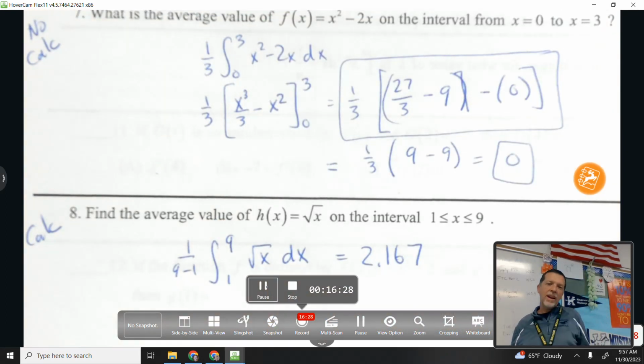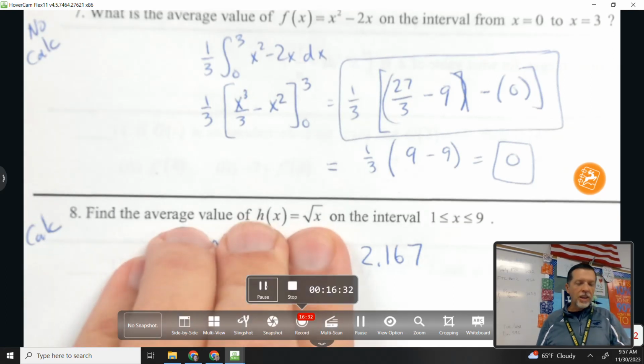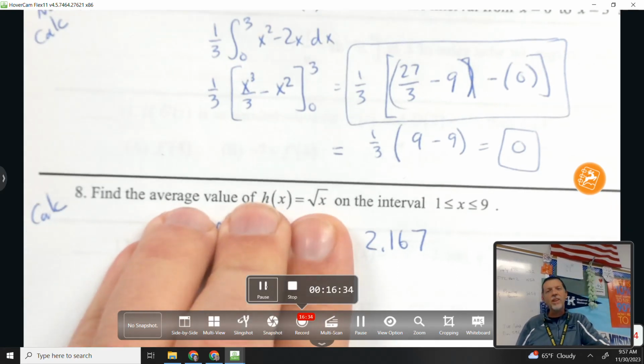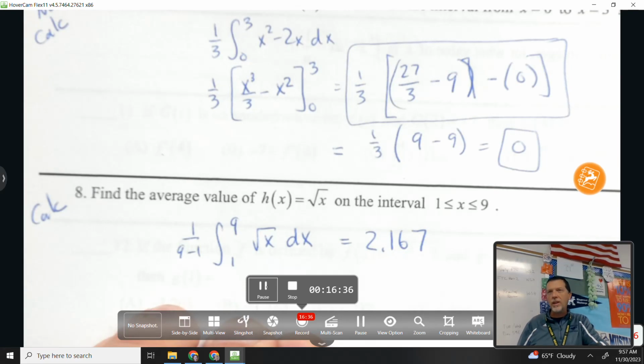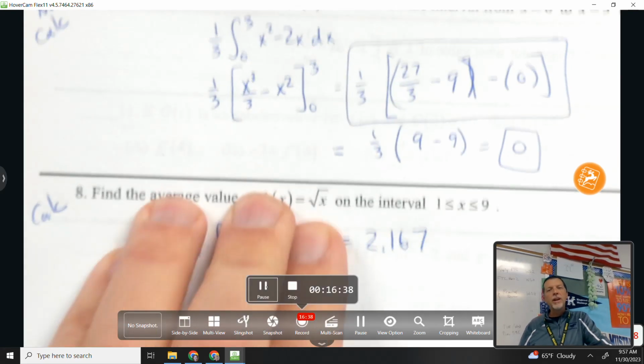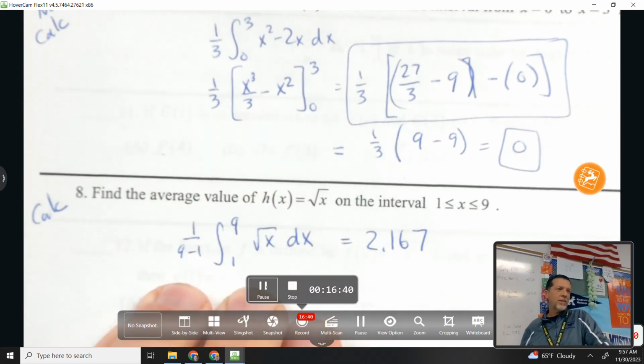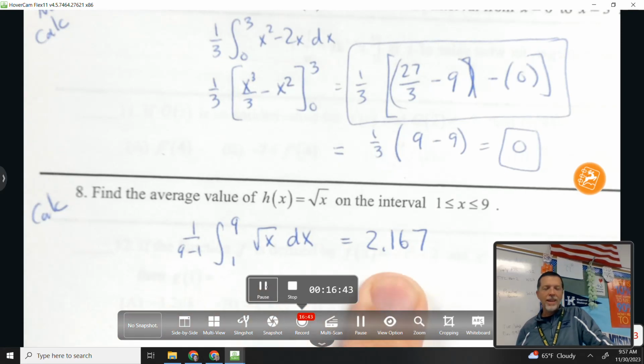And then number 8, just a straightforward calculator question. But even on those, again, do not just put 2.167. I need to see what you typed in the calculator. I know the calculator does the work, but I need to know that you knew how to get that answer. You didn't just copy it off a neighbor.